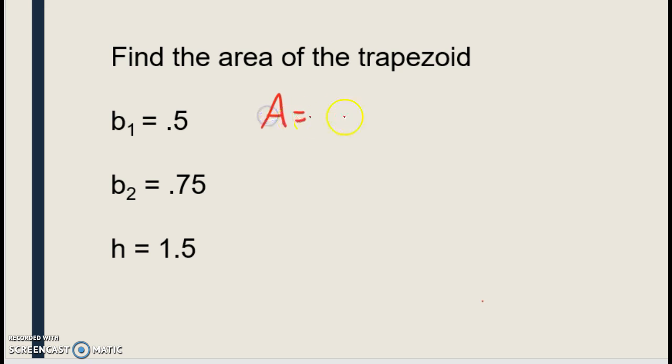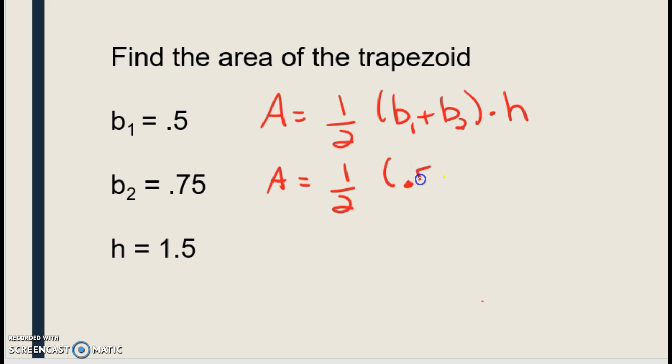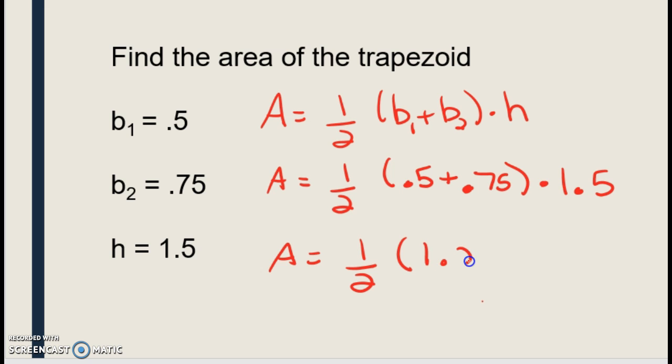So our formula is area equals 1/2 times base 1 plus base 2 times h. Base 1 is 0.5. Base 2 is 0.75. Height is 1.5. My area is 1/2 times 0.5 plus 0.75, which is 1.25, times 1.5. So half of 125, think about it in terms of dollars and cents.